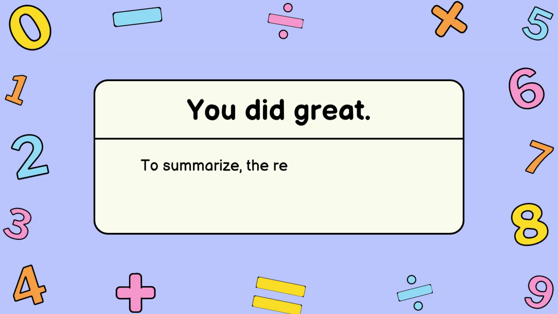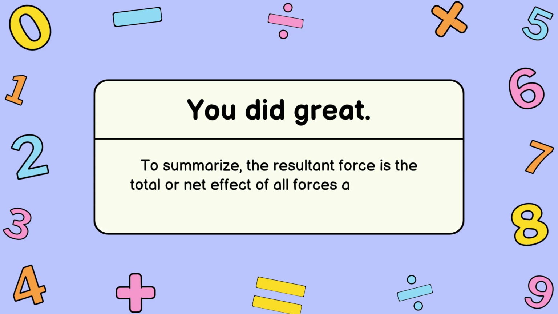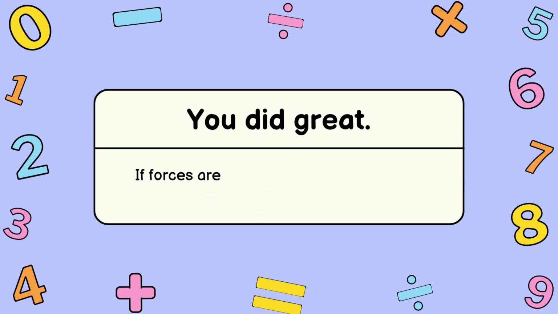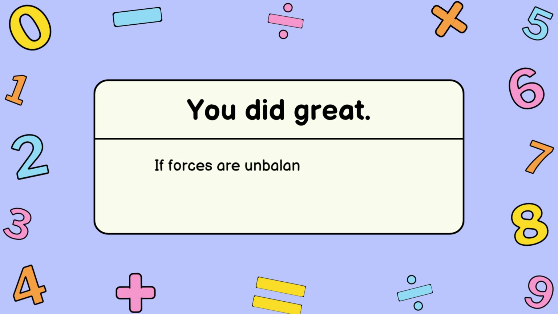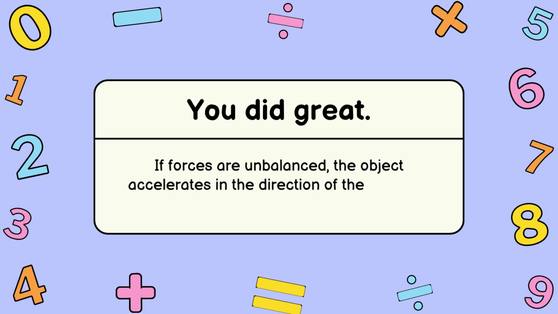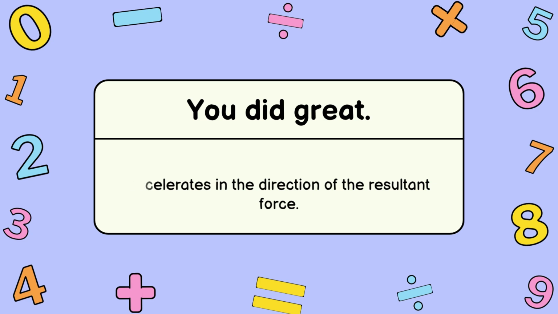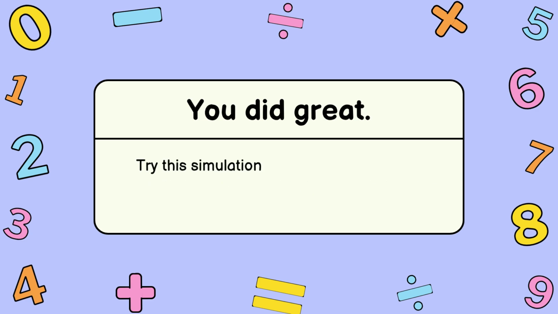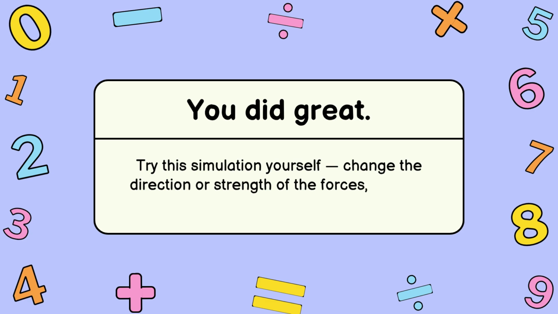To summarize, the resultant force is the total or net effect of all of the forces acting on an object. If forces are balanced, there is no change in motion. If forces are unbalanced, the object accelerates in the direction of the resultant force. Try the simulation yourself. Change the direction or strength of the force and see what happens.